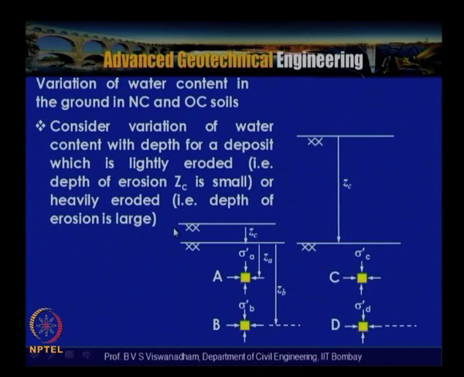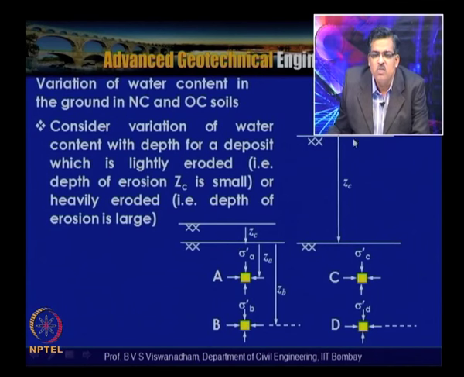you can see that the depth of erosion is small, or heavily eroded, that is the depth of erosion is very large. So, we have two states: the stress points A and B, and the stress points C and D. The stress elements A and B refer to the case where the depth of erosion is relatively small, and for C and D the depth of erosion is relatively large. That means the elements C and D have been subjected to very high past pressures, and A and B to low pressures.